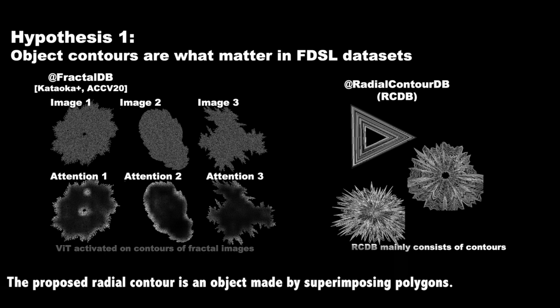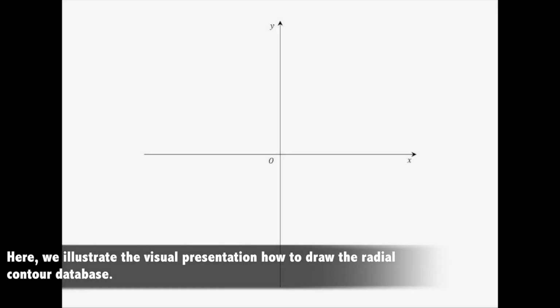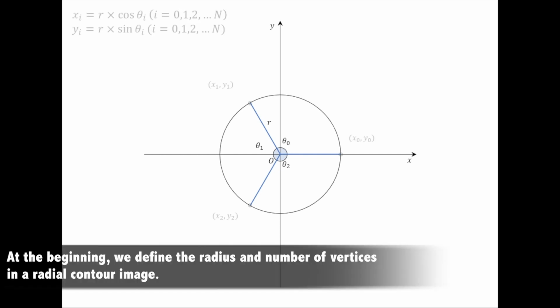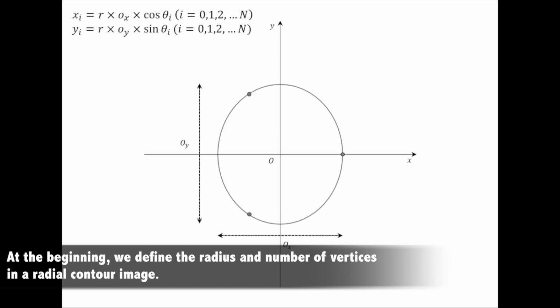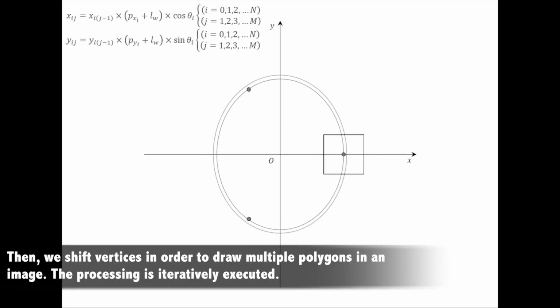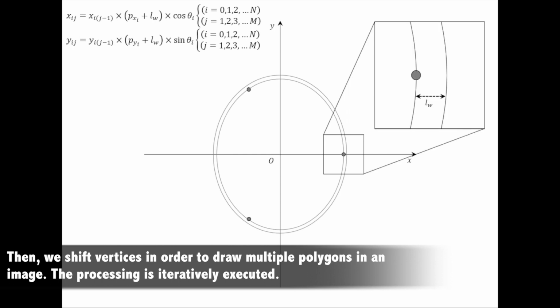The proposed radial contour is an object made by superimposing polygons. Here, we illustrate the visual presentation how to draw the radial contour database. At the beginning, we define the radius and number of vertices in a radial contour image. Then, we shift vertices in order to draw multiple polygons in an image.